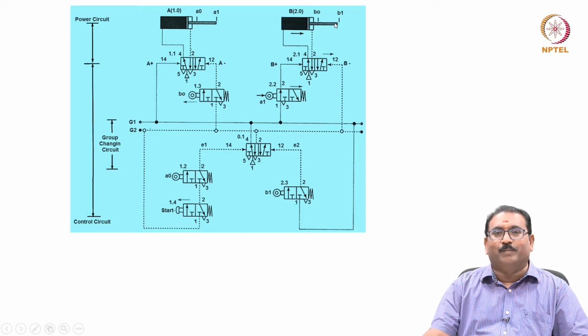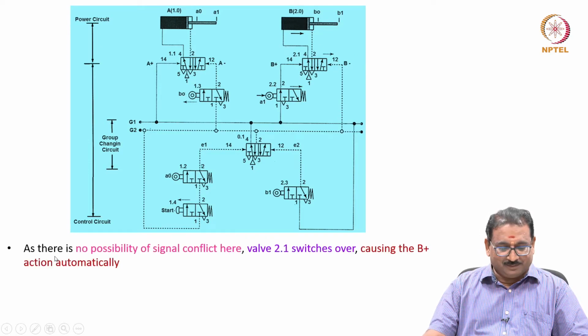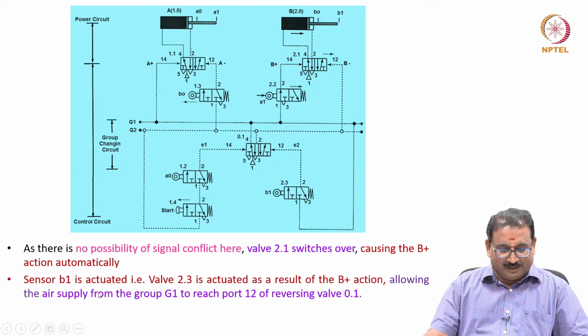Then what happens? B plus happens. As there is no possibility of signal conflict here, valve 2.1 switches over, causing the B plus action automatically. Sensor B1, you will see now, sensor B1 is actuated, meaning what? The valve 2.3 actuates. What is this? E2. When E2 comes, again the group changing circuit will jump to G2.